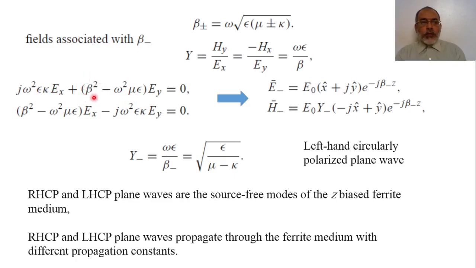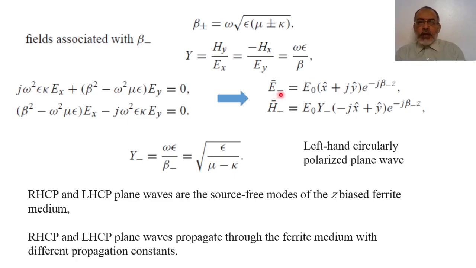On the other hand, if we apply beta minus in the first equation for the electric field here, we are going to replace beta squared by omega squared epsilon (mu minus kappa). So in this case, omega squared mu epsilon will be eliminated with omega squared mu epsilon. The remaining part would be minus omega squared epsilon kappa. So the equation would simply be j omega epsilon omega squared epsilon kappa Ex minus omega squared epsilon kappa Ey. So in other words, the value of Ey would equal the value of jEx, not minus.